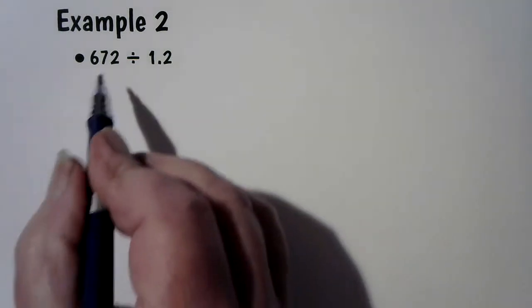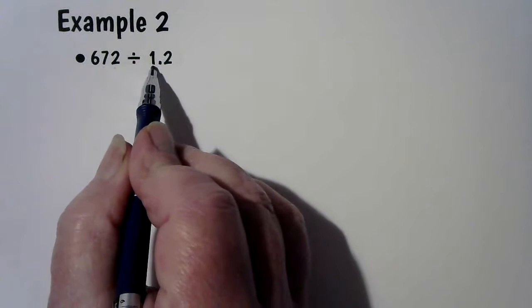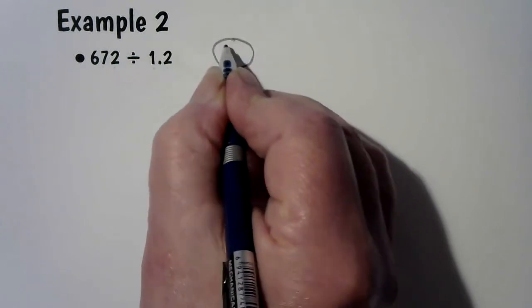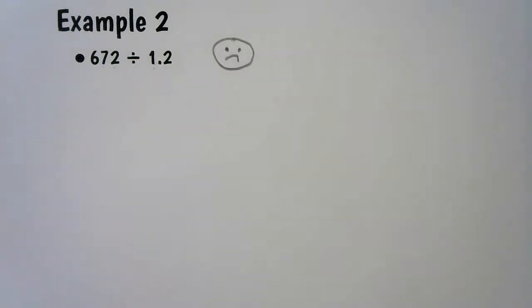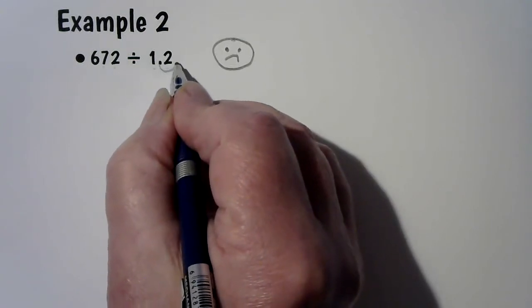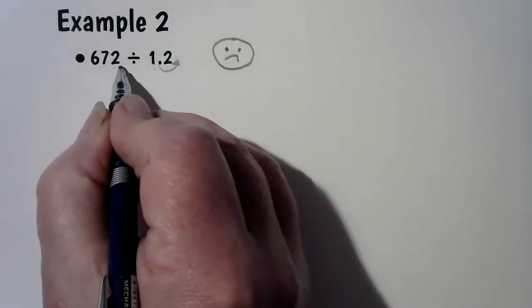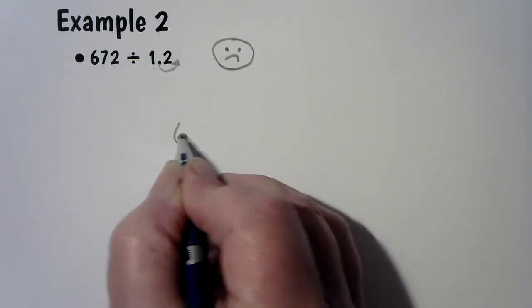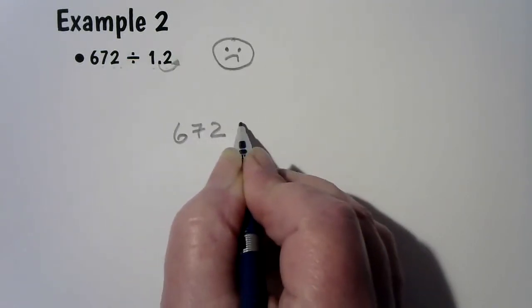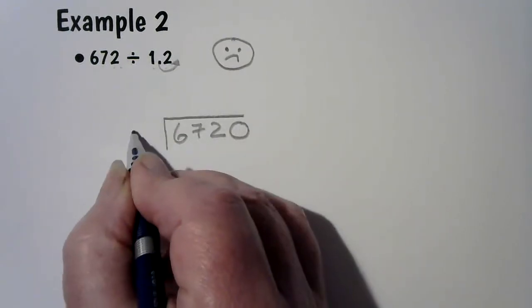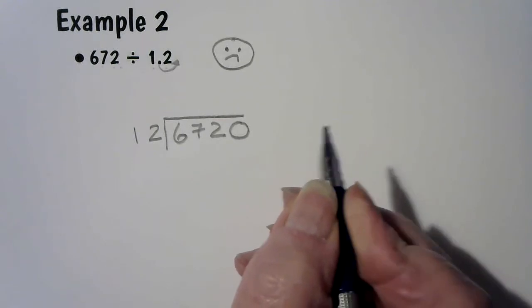Okay, example 2, 672 divided by 1.2. Oh, straight away, no, that is awful, because I do not know my 1.2 times table. So what I'm going to do is multiply this by 10. So I've got to multiply this by 10 as well. So I'm going to make it 6, 7, 2, 0 divided by 12. And that's going to give me the same answer.